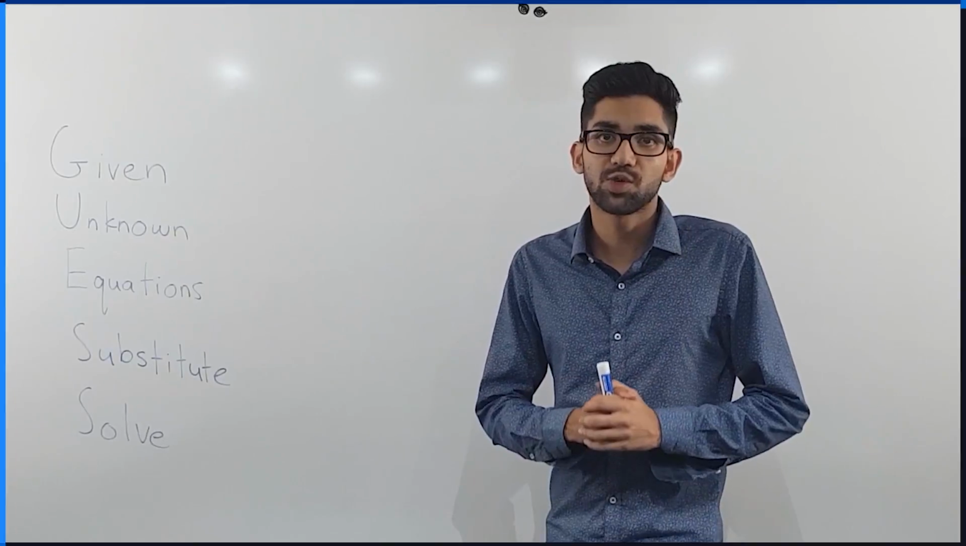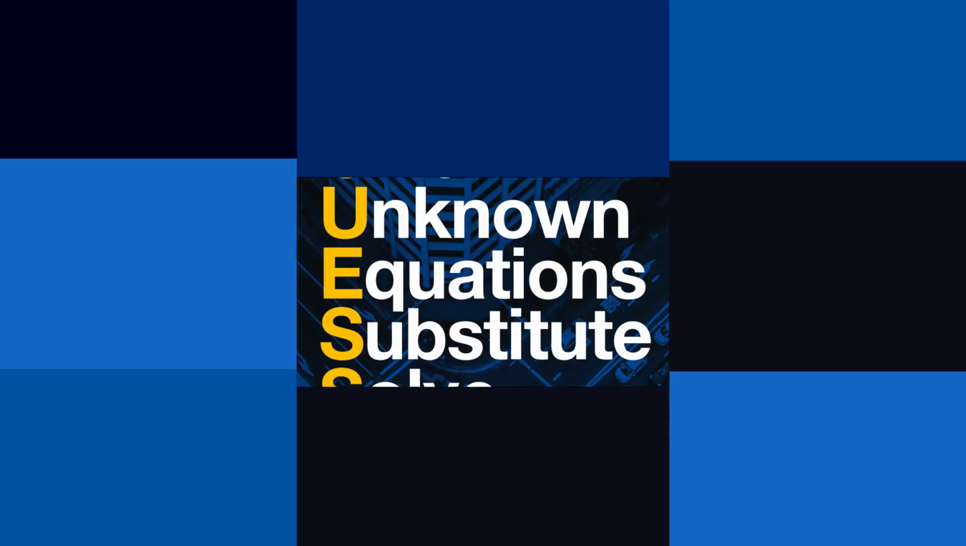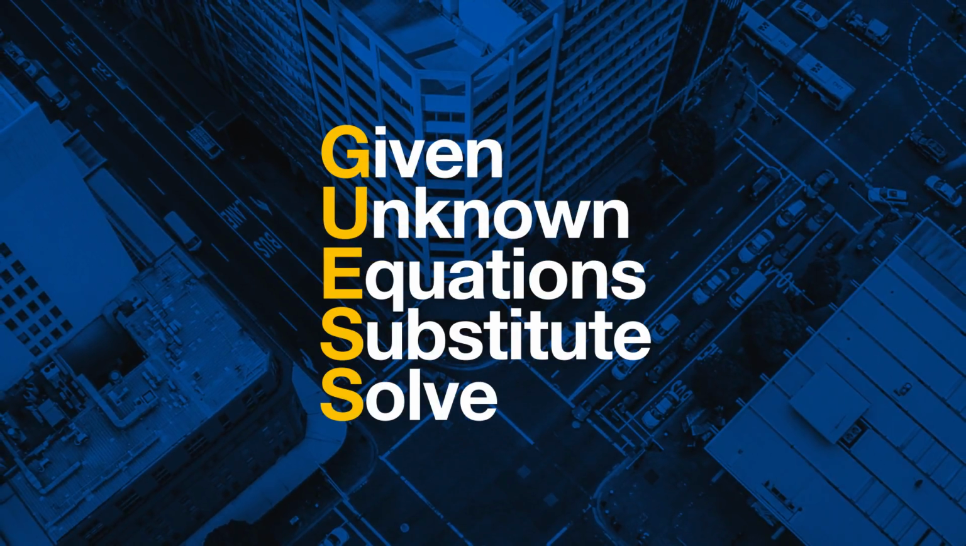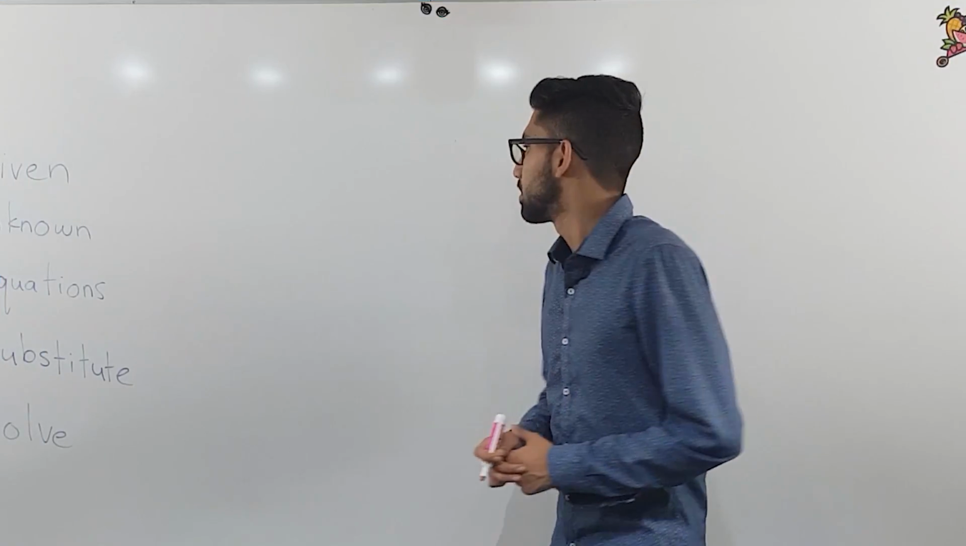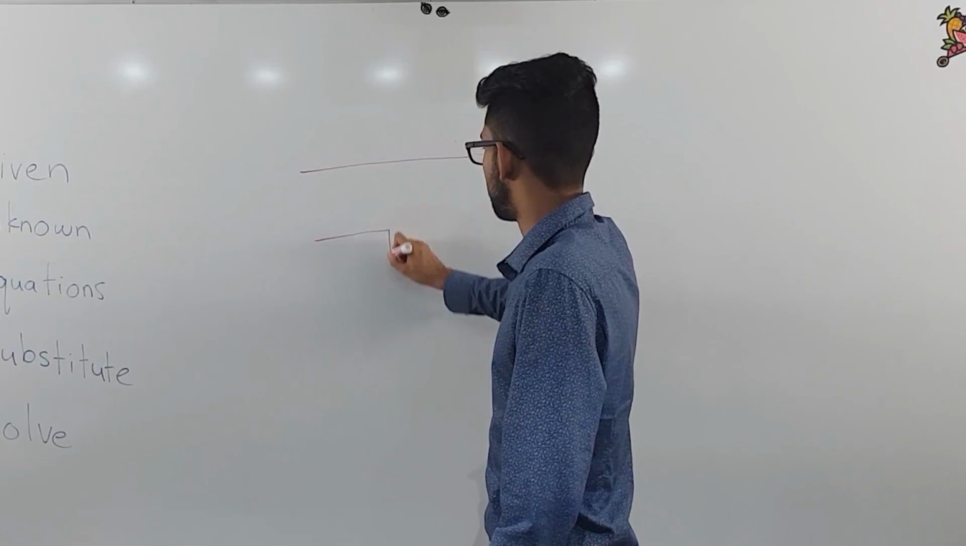Okay, so to solve this question, we're going to be using our trusty GUESS method. So the first step is to write down all the values that we've been given. So the first thing we want to do is draw a diagram. So we have three cars entering an intersection.